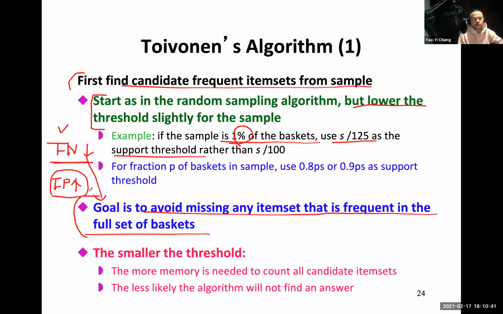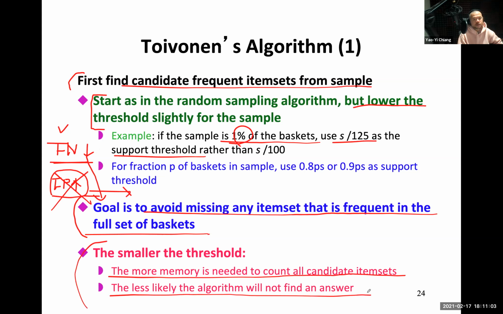Great. Because we are going to run it again. So in the second pass, we will be able to eliminate this, right? No matter how many false positives we have. Thank you. So we know that the smaller the threshold, the more memory is needed to count all candidate item sets, because now you will have many candidate item sets, but less likely the algorithm will not find the answer. So the success rate is higher because you have less false negatives.